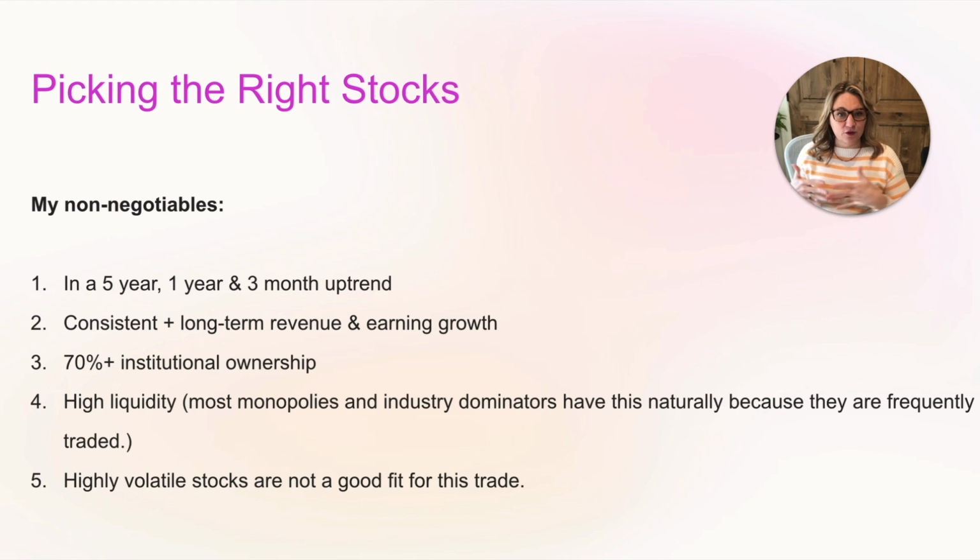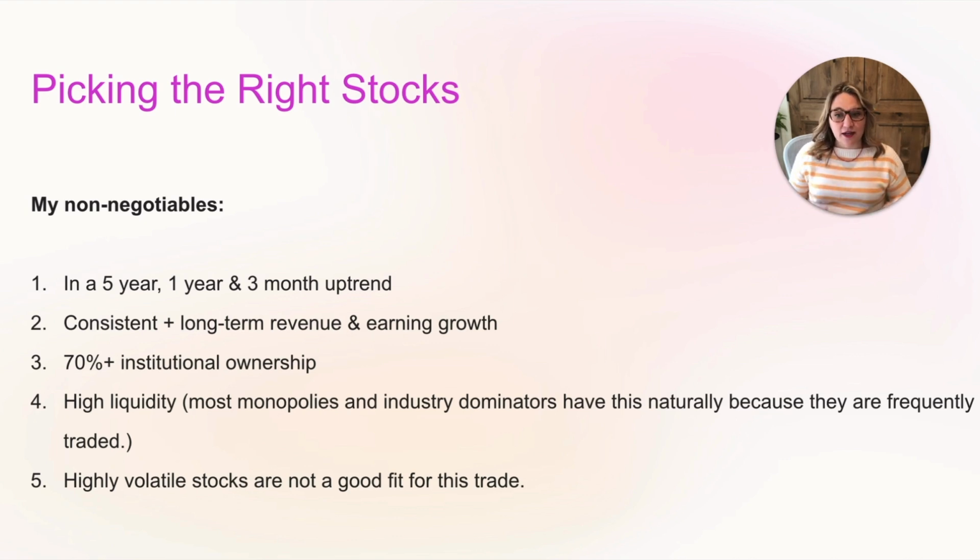So my non-negotiables for picking a stock that I want to run this on, or any options trade, is that number one, the stock has to be in a consistent rising pattern for 5-year, 1-year, and 3-month charts. They all have to be in an uptrend. That's green going up, okay? Like if one of those is off, I'm not doing that. I'm not running this trade or any trade on them. Number two, there has to be consistent long-term revenue growth and profits in the last 4 years. So if there's 1 year that's down, nope, I'm not doing it. All got to be going up.